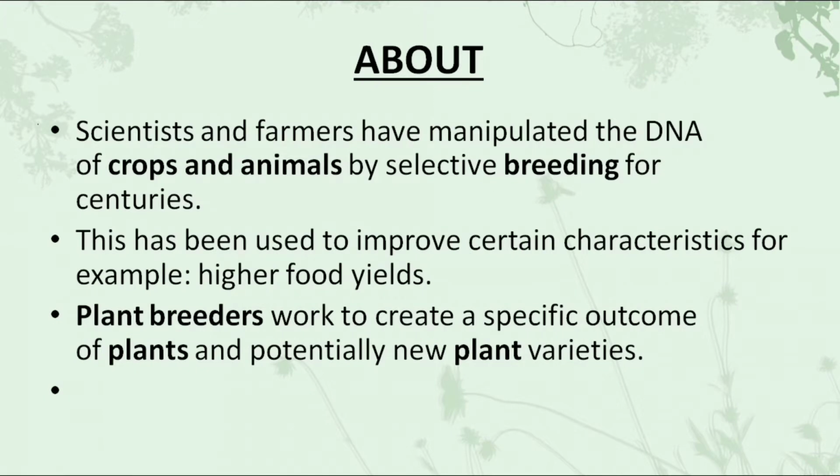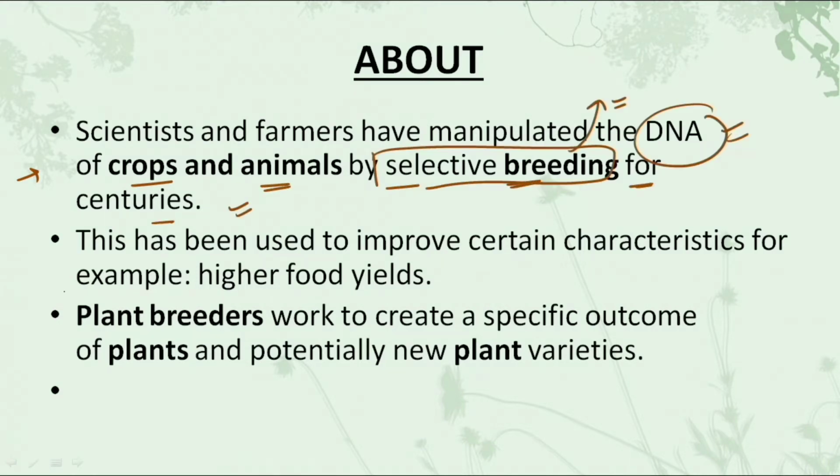Scientists and farmers have manipulated crops and animals by selective breeding for centuries. This has been used to improve certain characteristics. For example, the most common characteristic targeted is the food yield, that is, the amount that is produced at the end of the experiment we are targeting. Plant breeders work to create specific outcomes of the plant and potentially new plant varieties.